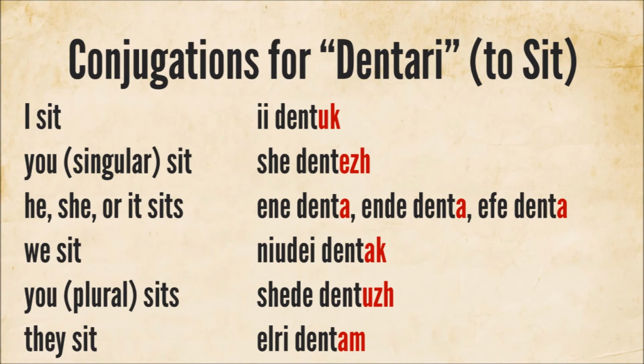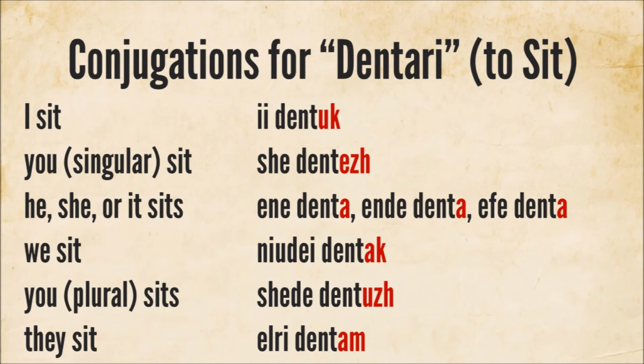So we'll use these rules to conjugate the verb dentari, to sit. So I sit is yi dentuk. You, singular, sit is she denej. He, she, or it sits is ene denta, ende denta, or efe denta. We sit is nude dentak. You plural sit, or you all sit, is shede dentuj. And they sit is elri dentam.